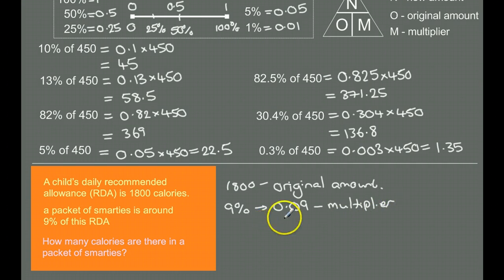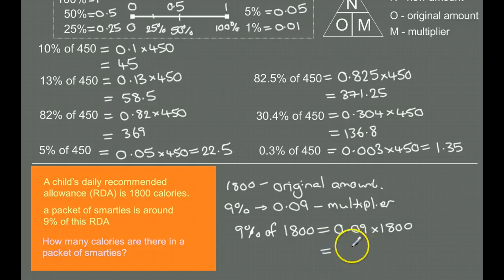How many calories are there in a packet of Smarties? So a packet of Smarties contains 9% of 1800, which is going to be our decimal multiplier multiplied by the original, which gives us 162 calories.